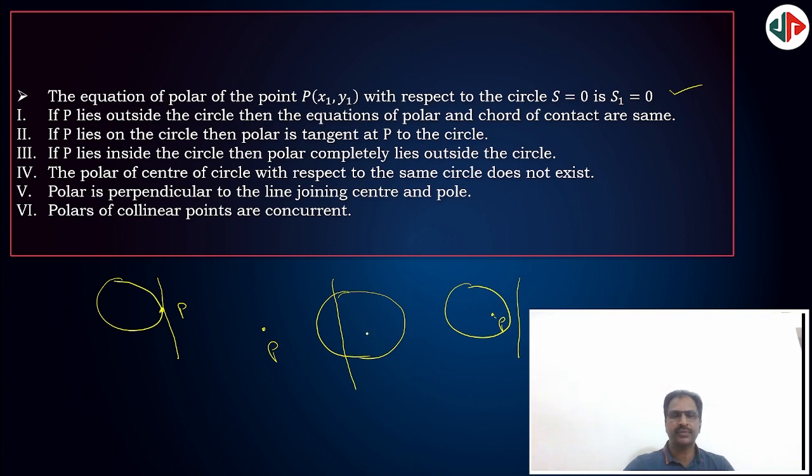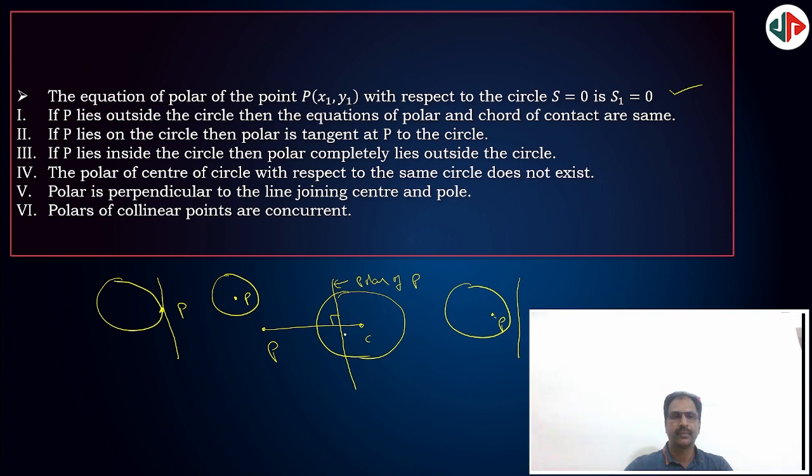Next, the polar of the center of a circle with respect to the same circle doesn't exist. Next, this is the polar of P, right? The polar of P is always perpendicular to the line joining the center to the point. These two are always perpendicular. This point is very important.